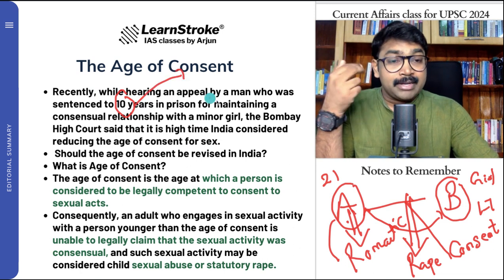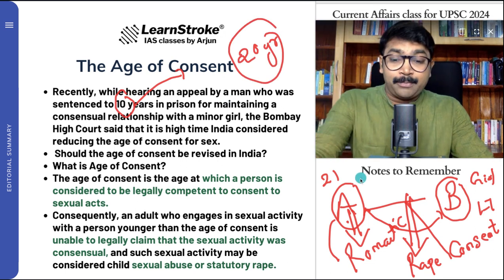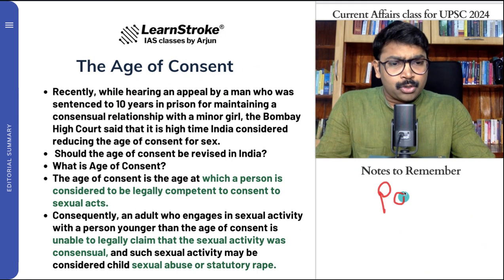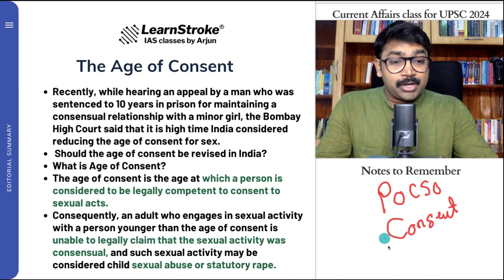And for multiple repeated penetrative sex, the punishment is even 20 years. So that is the problem. A lot of people say that under POCSO, protection should definitely be given to boys and girls, but the problem is when there is consent. When there is consent, why should it actually be criminalized? What is your opinion on that?